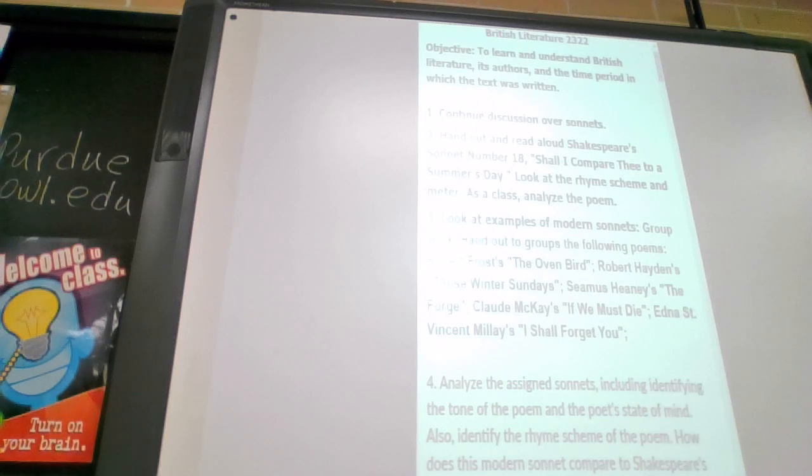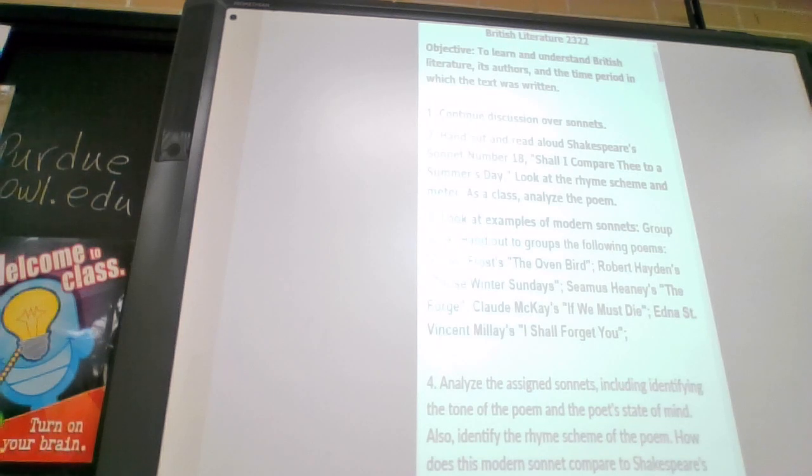Okay, here we go. Shall I compare thee to a summer's day? Thou art more lovely and more temperate. Rough winds do shake the darling buds of May, and summer's lease hath all too short a date. Sometime too hot the eye of heaven shines, and often is his gold complexion dim. And every fair from fair sometime declines, by chance or nature's changing course untrimmed. But thy eternal summer shall not fade, nor lose possession of that fair thou owest. Nor shall death brag thou wanderest in his shade, when in eternal lines to time thou growest. So long as men can breathe or eyes can see, so long lives this, and this gives life to thee.